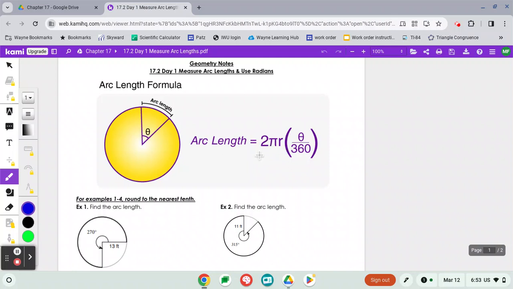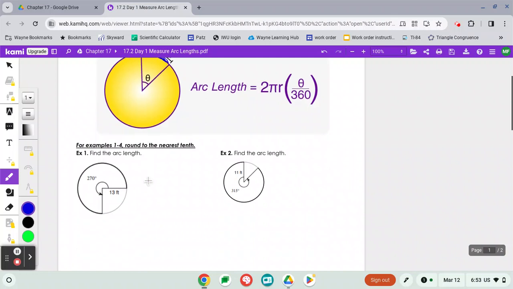For arc length, it means we only have a certain part of the circle. For example, on this one, I only want to know the distance of this section right there, okay? So that arc length will be 2 pi r, which would tell me the whole thing, but then I have theta over 360. Now, why over 360? 360 would be the whole thing. So if I had the whole circumference, 360 over 360, that's just 2 pi r, that's my circumference.